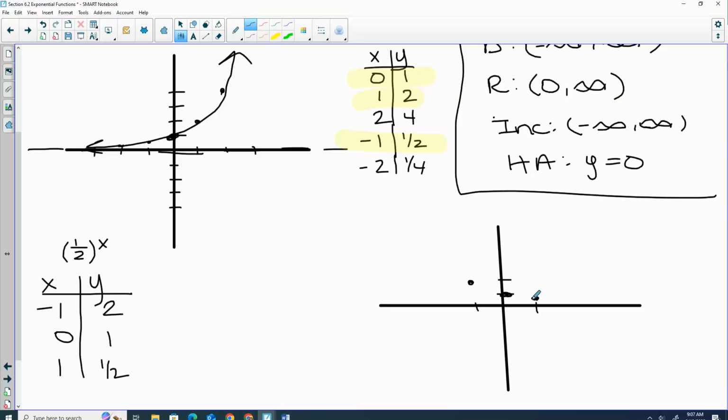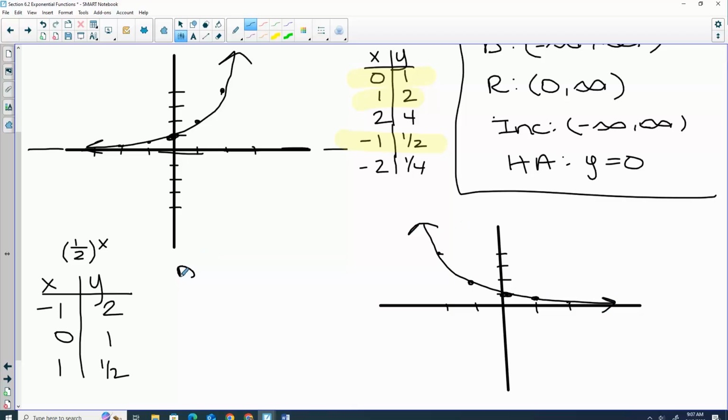Is that enough to know what my graph looks like? Yeah. You could always do more if you wanted. If you put in -2, you're going to get out 4. If you put in +2, you get 1/4. So it looks a lot like the previous one, except it's backwards.